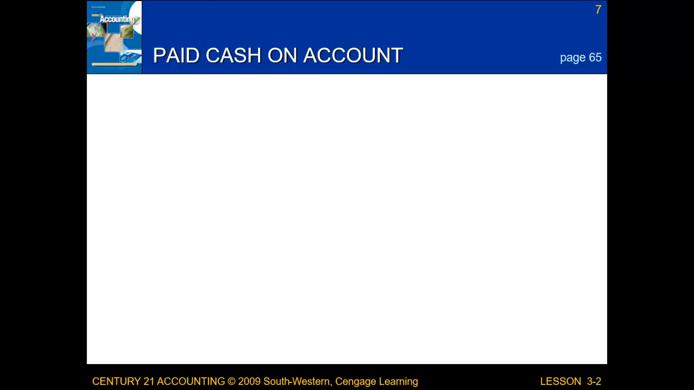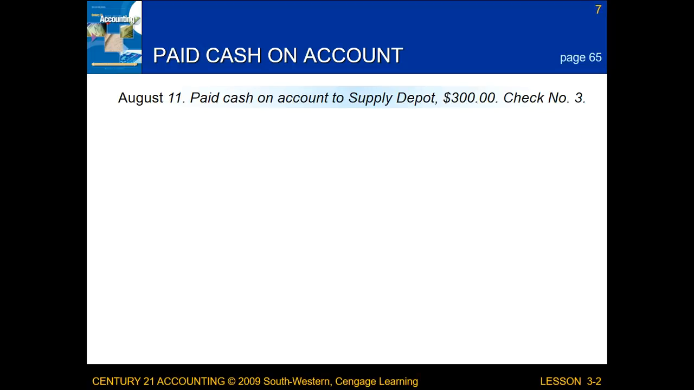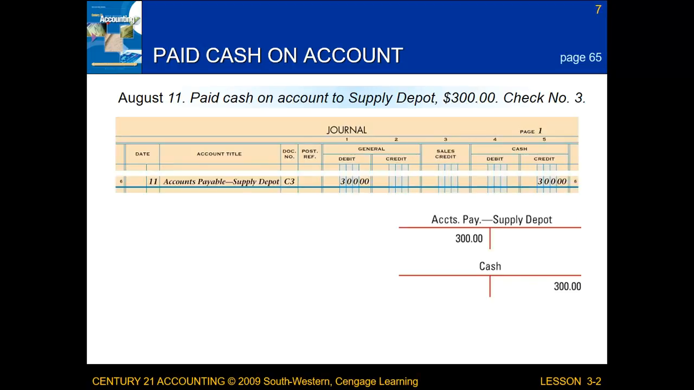Slide 7 is our last transaction, which is paying cash on account. Again, a quick look at the T accounts tells me that whenever I pay cash, I have less cash, so I have a cash credit. Therefore, accounts payable must be my debit. Step 1 is to write the date. It happened on August 11th.